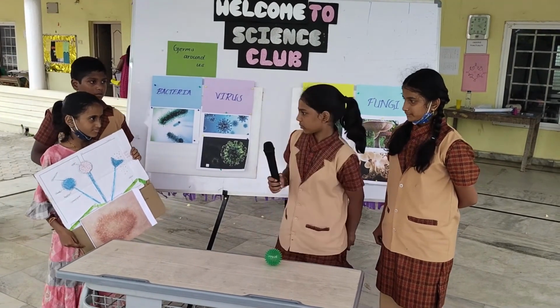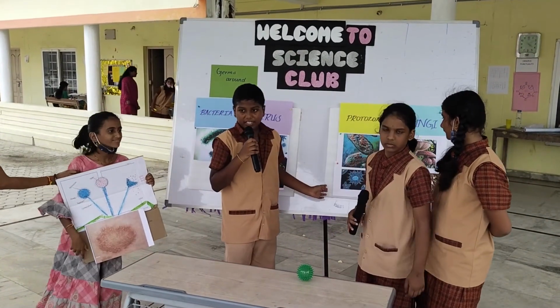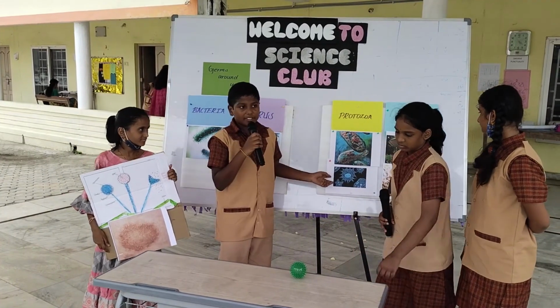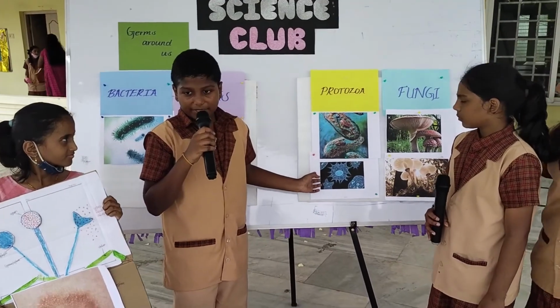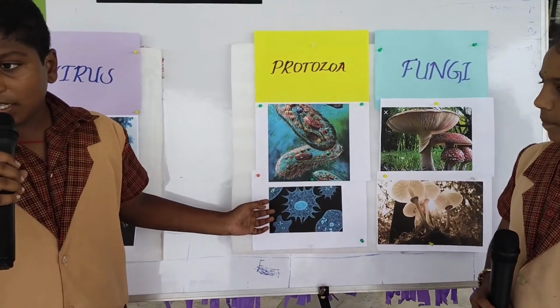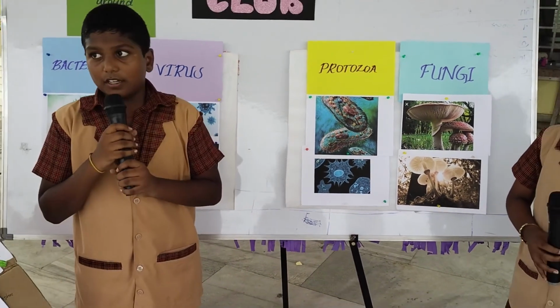Thank you. I'm going to say about protozoa. Protozoa means little animals. They are unicellular organisms. They don't have a cell wall. Examples of protozoa are Paramecium, Plasmodium, and amoeba. Diseases caused by protozoa are malaria.